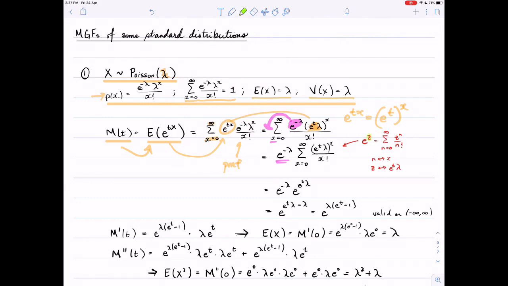E to the z, we saw this in a previous video, and you may remember it from your Calc 2, is the Maclaurin series for e to the z. So e to the z is equal to the sum from n equals 0 to infinity of z to the n over n factorial. If we make the change here that my subscripting variable is x instead of n, and the z is being replaced by e to the t times lambda, then I can go ahead and turn this into e to the z, so e to the lambda e to the t.